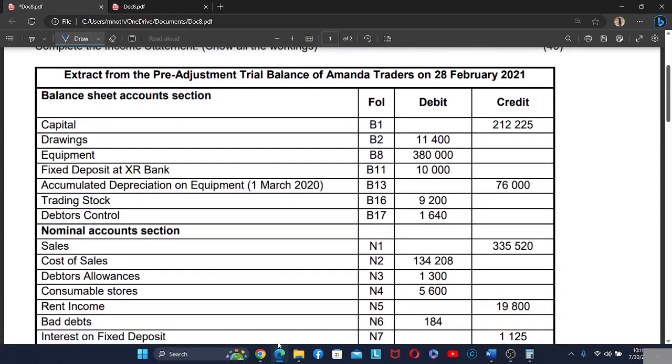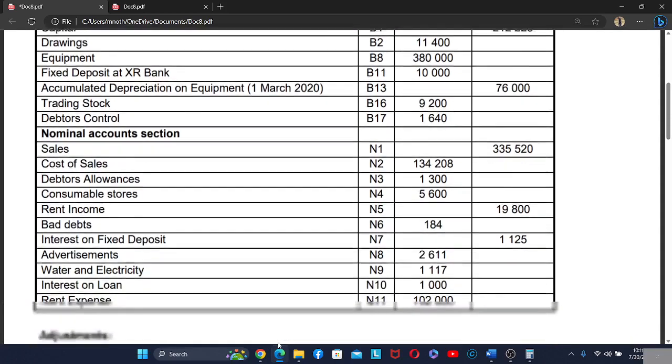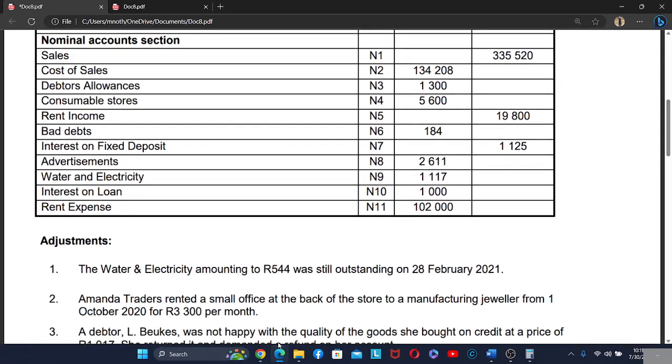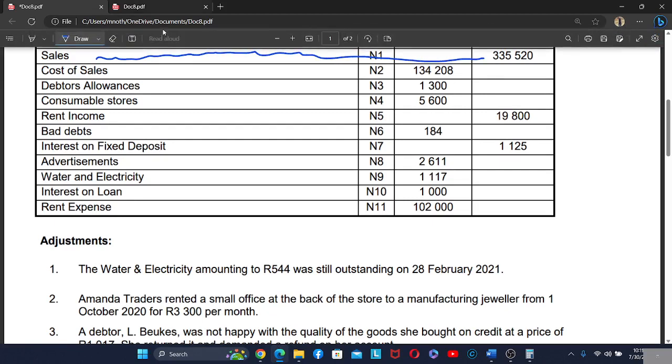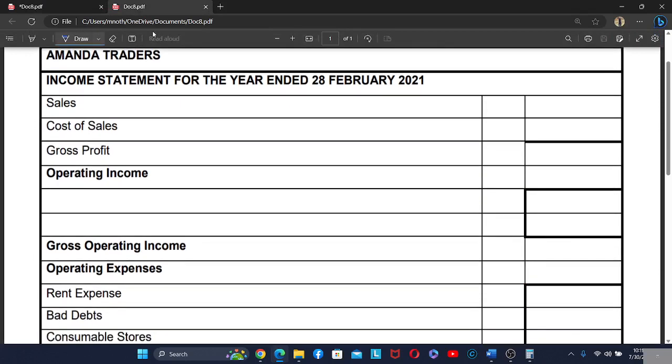Okay, so in the income statement, we only include the incomes and the expenses. So let's go to the incomes and expenses. They are in the nominal account section. The sales here is 335,520. Cost of sales here is 134,208.